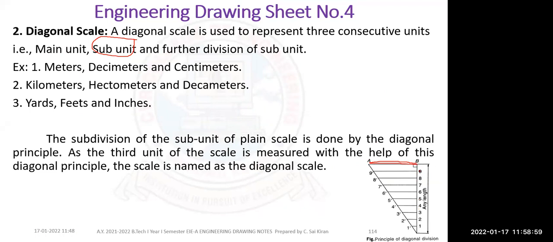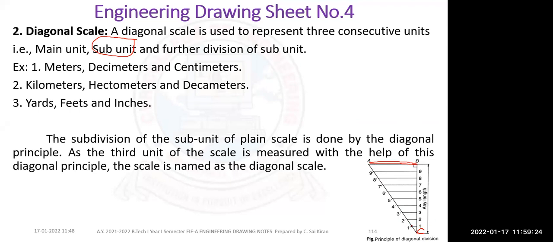Any length you can take, and by using the dividing a line method, you can divide it into 10 equal parts. After 10 equal parts, I have to draw the diagonal. This is my C point. I have to join this A to C. If I join 1 to 1 dash, I have to join this one. Draw the horizontal lines to all the diagonals, connecting the diagonals.